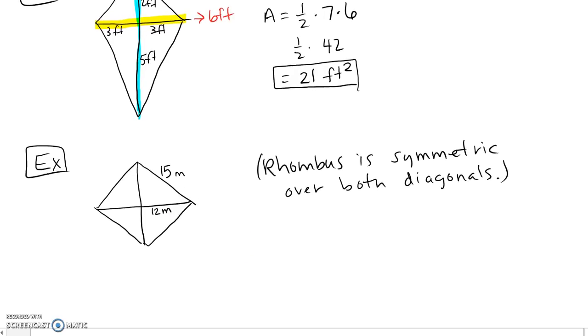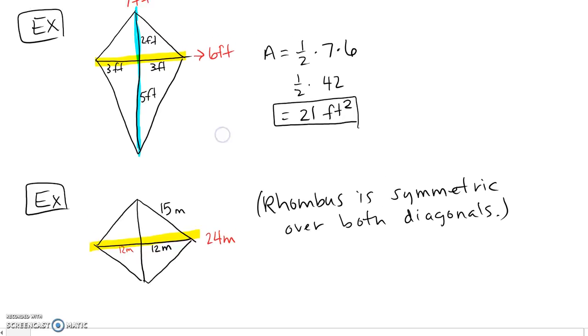Well, what does that tell me? I know this diagonal is going to be 24 meters. Why? Because rhombuses are symmetric in both directions. So if one side's 12 meters, the other side has to be 12 meters as well. Another thing true about rhombuses, which is also true about kites, is the diagonals meet at right angles. So I have these little tiny right triangles to deal with all over the place. I need to know the length of the other diagonal, but they didn't give me any numbers on that diagonal.